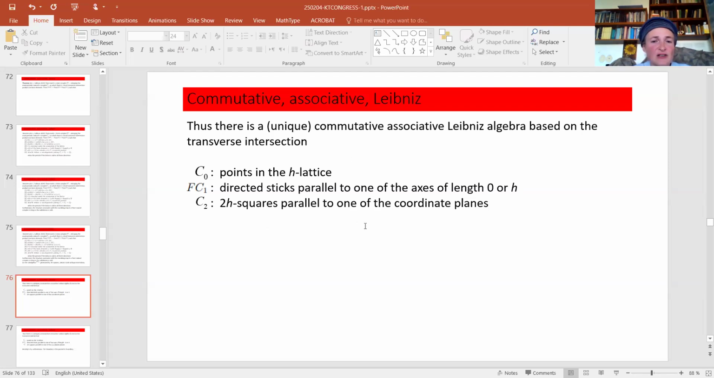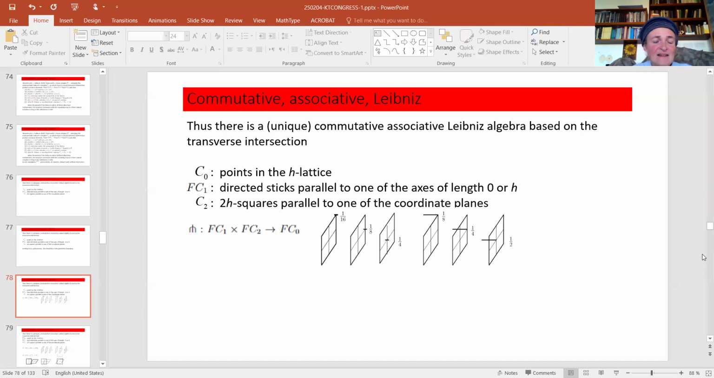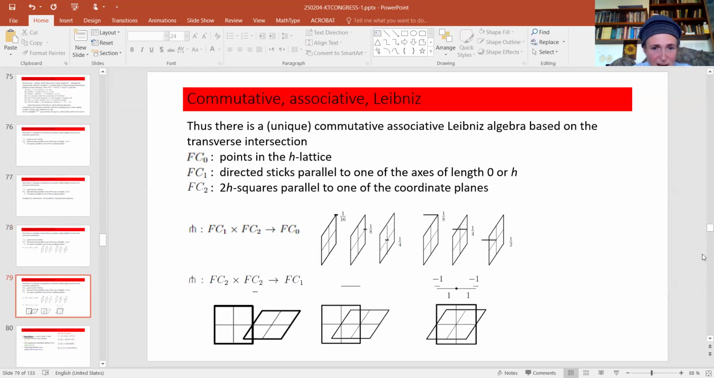We have nothing in the 3rd dimension, and we have intersections of these, which grading is by codimension. Boundary is a geometric boundary. Boundary of an infinitesimal stick is 0, because it's infinitesimal. Boundary of an ordinary stick is the difference in the endpoints. And here is the explicit form of the intersection for all the elements. So you see we have 8ths and 16ths, depending on what you want.